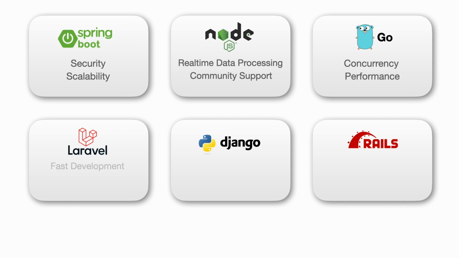Laravel is good for fast development and resource availability. Python Django, on the other hand, is a good choice for the backend if security and fast development are your priorities.